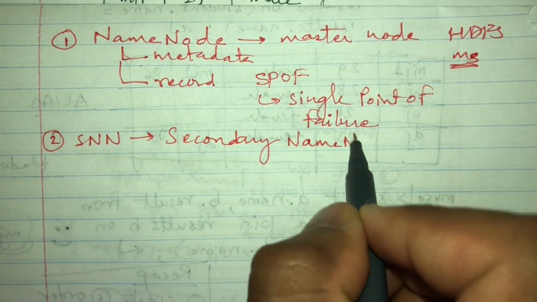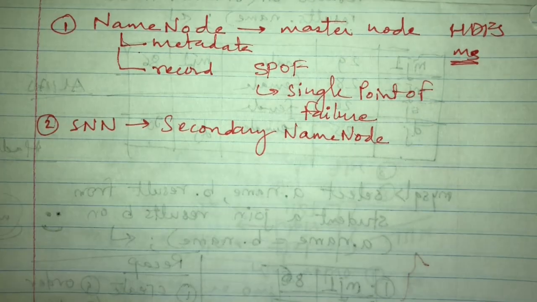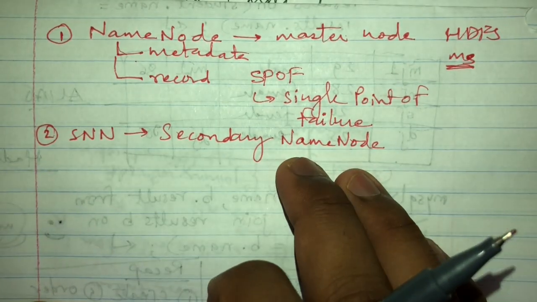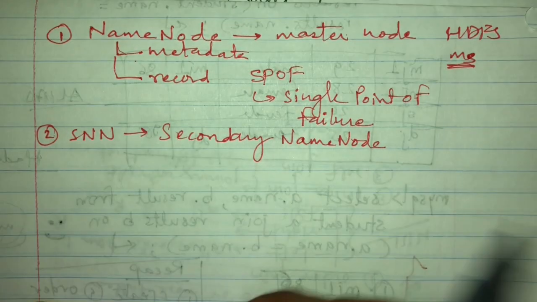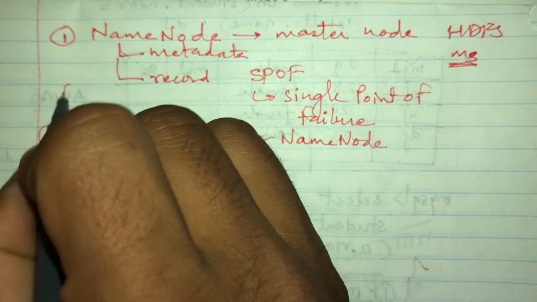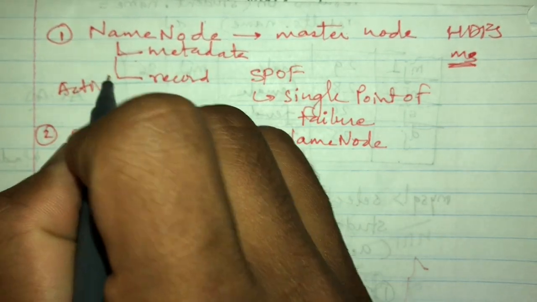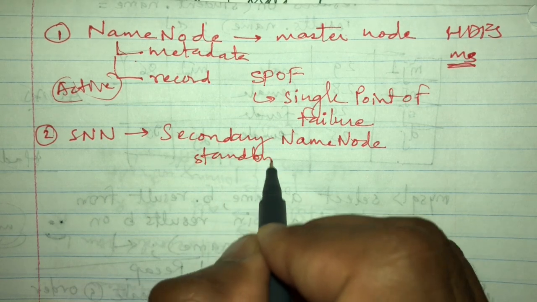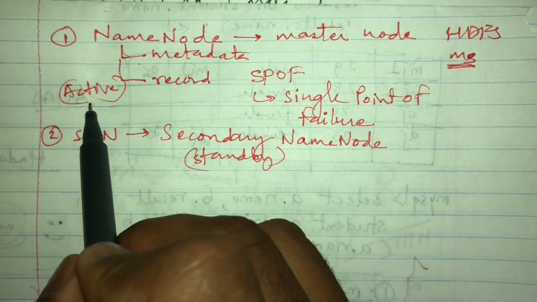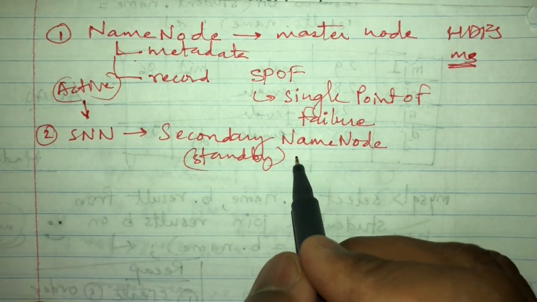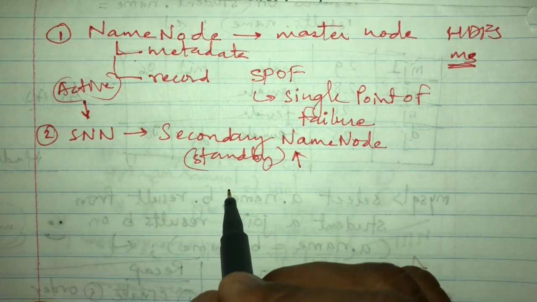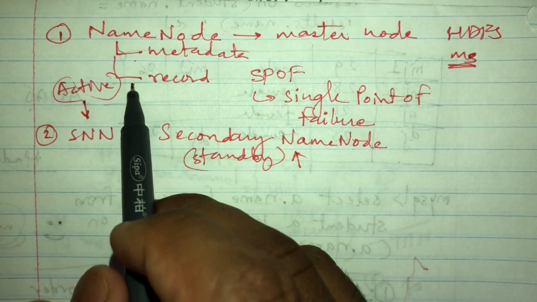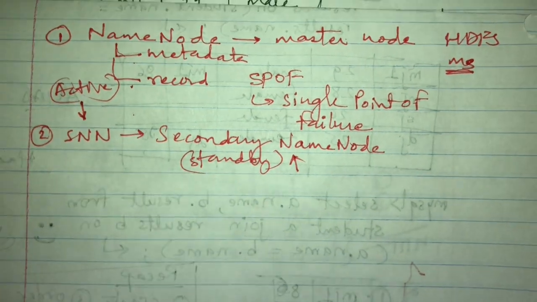I get confused with SNN and SSN. So SNN is secondary name node, which is an exact replica of a name node, but this is always active, the actual name node, and this is always in standby mode. So as soon as the active name node goes down, the secondary name node becomes active name node, and the name node which went down becomes a secondary name node.